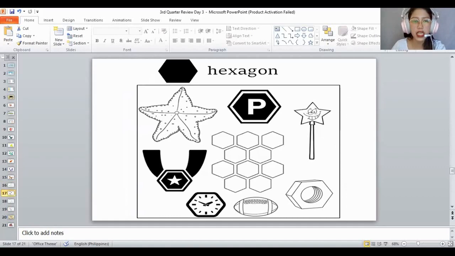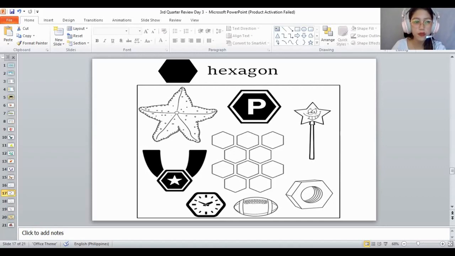Next one, what shape has six sides? It's a hexagon, yes. And you need to color all the hexagons using the color black. Okay, wait a while, teacher. The hexagon, 1, 2, 3, 4, 5, 6. It has six sides. A hexagon, the clock has a hexagon, a hexagon. Did we find all the hexagon shapes? Oh, another one, the parking sign. Again, what shape is this? It's a hexagon shape. Very good.